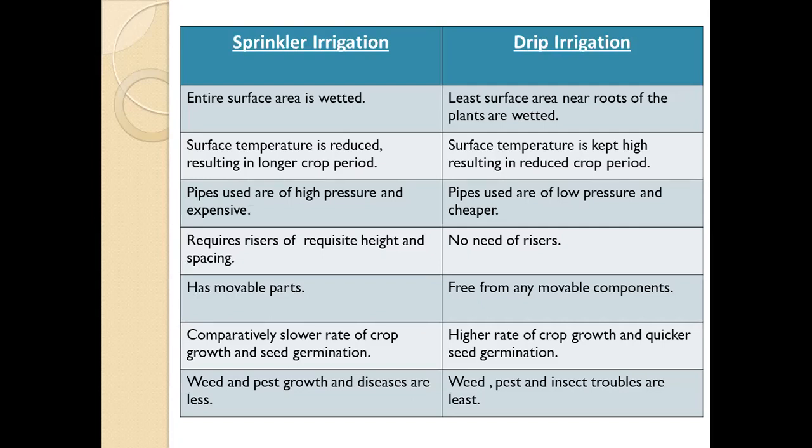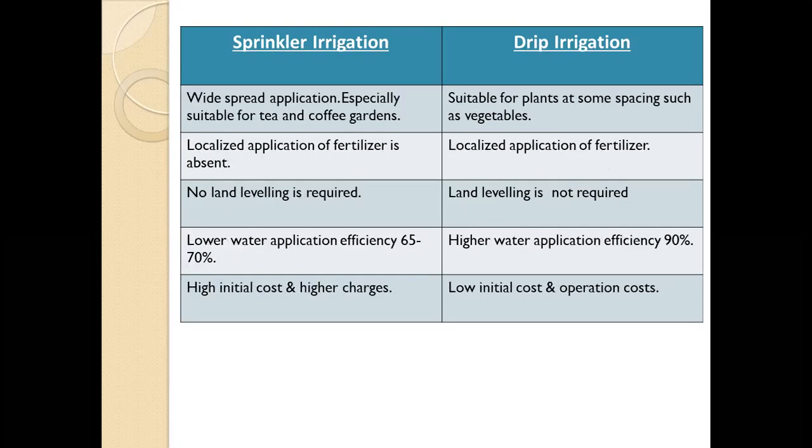Weed and pest control and disease are less in sprinkler, while weed, pest, and insect troubles are least in drip irrigation, right? White sprays application is especially suitable for tea and coffee gardens in sprinkler irrigation, and drip irrigation is suitable for plants at some spacing such as vegetables.